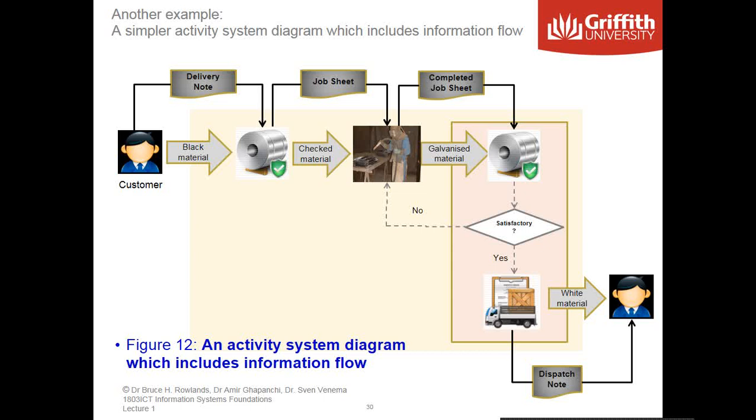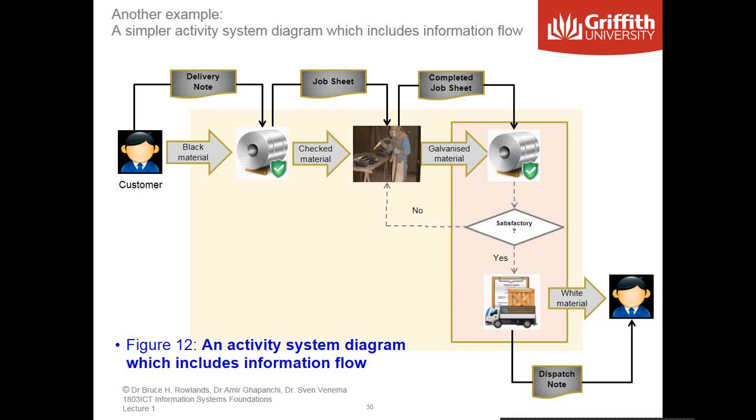Because what happens is, well, in the previous diagram, black material just shows up on the door, right? Do they tell you what's coming? Most likely. They send you an email or something, and they have a note saying, look, we've got 20 of these things, go and galvanize them for us. And that's now captured in this delivery note. You'll see then there's a job sheet created with the checked material. We're not modeling that the material is returned if it's bad. We could do that, but it's not our concern here.